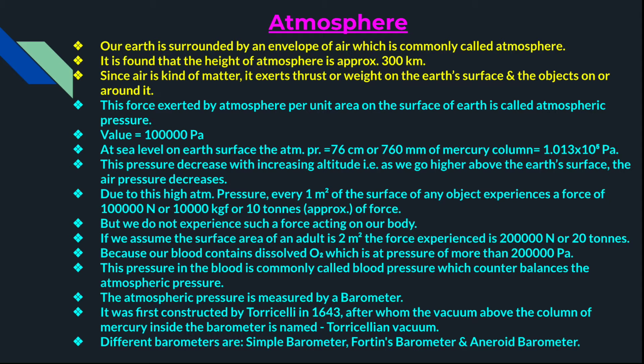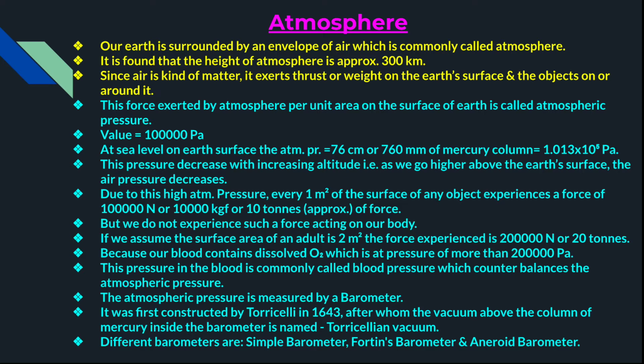Now one more thing is, in measuring this atmospheric pressure, why is mercury used instead of water? Because water is a sticky substance, it sticks to the glass, so it may not give you the correct reading, whereas mercury is a non-sticky substance and so it can give you the correct reading.